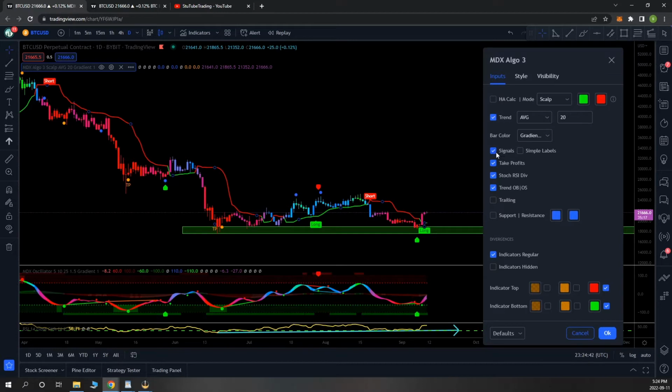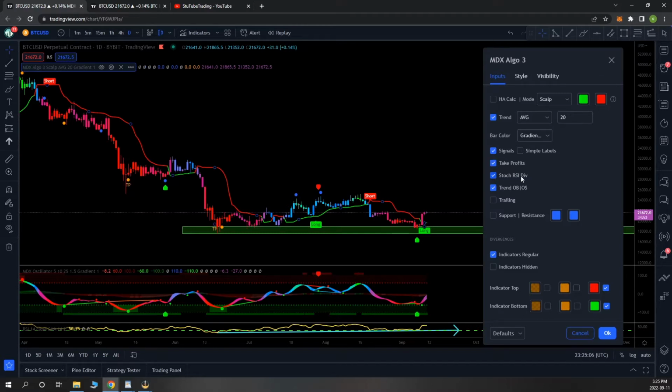Next we have signals. This would be our long and short signals. If, once again, it's a little cluttered on your chart, you can make them simple labels and they'll shrink a little by giving you that diamond shape there. So that's something you can choose. With take profits, that would be the TP along with these orange dots here, so you can get rid of or keep those.